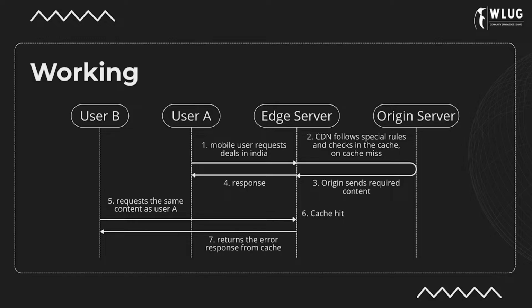But now, what do you think will happen when we've passed our window? Maybe 30 seconds are over. User B has started requesting after 35 seconds. Do you think we'll get the data, or will we have to go back to the origin? What do you guys think?